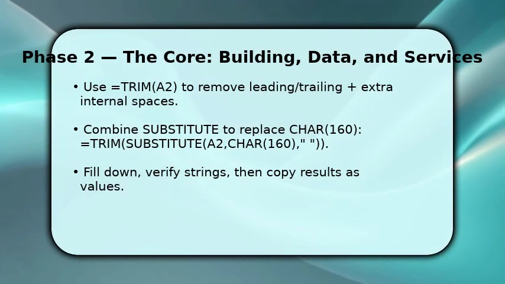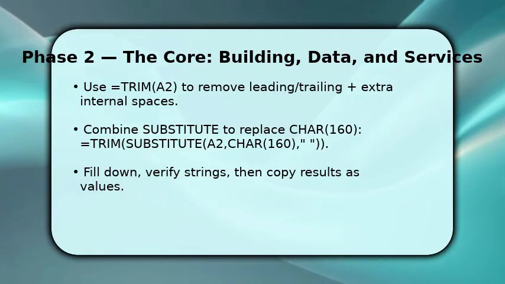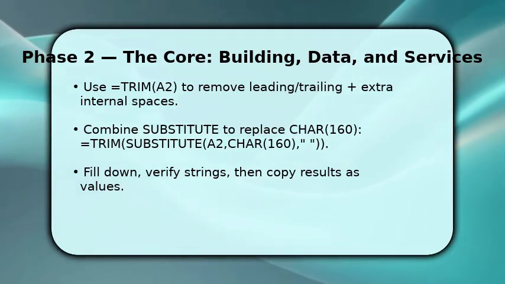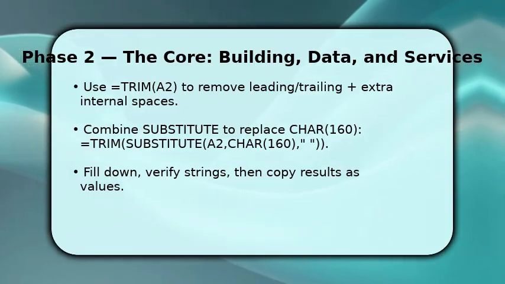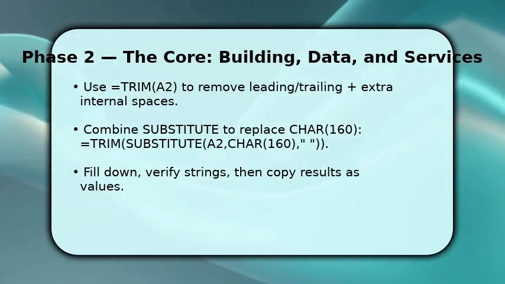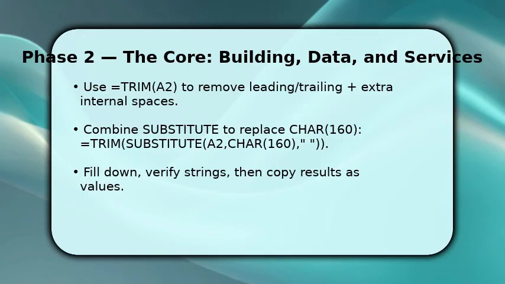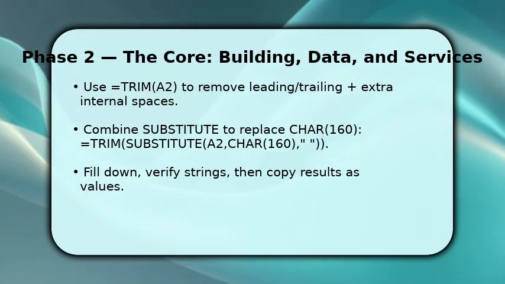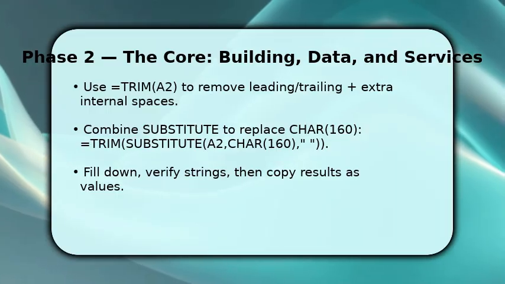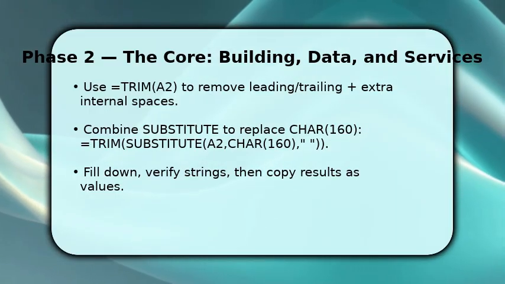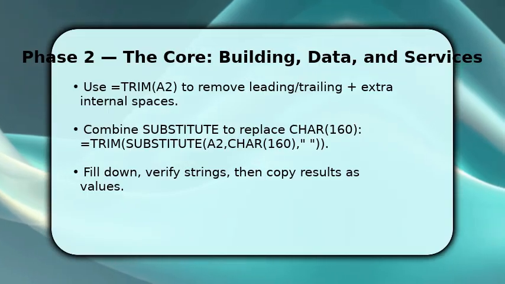You now apply formulas to clean the text. Enter equals trim, A2 to remove leading, trailing, and extra spaces between words. If you still see stubborn gaps, use equals trim, substitute, A2, char 160, because web scrape text often contains non-breaking spaces. Once filled down the helper column, visually scan a few rows to confirm spacing looks correct.